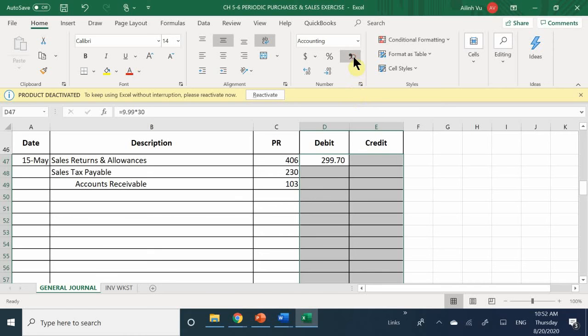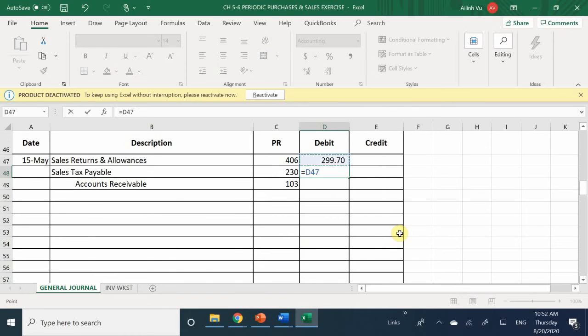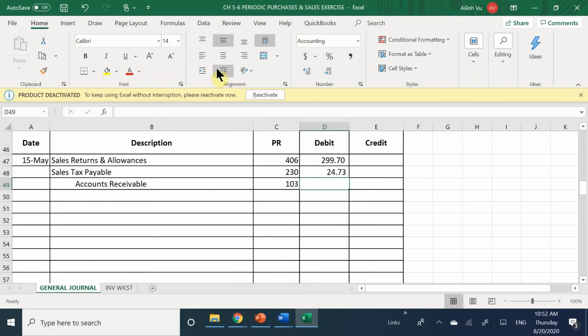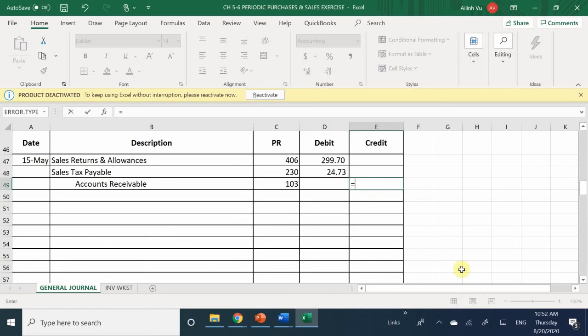Now, based on the $299.70, what is my sales tax I'm actually going to be taking out of the amount he owes? $24.73. Yes, because we have to round up. All right, so how much total am I taking off of the amount he owes us? $324.43. All right.